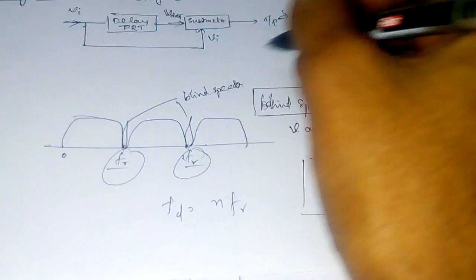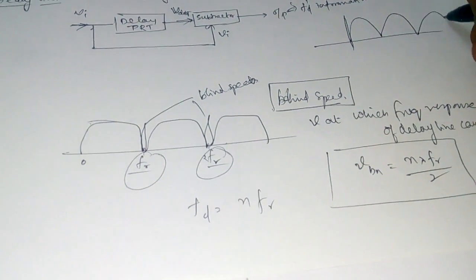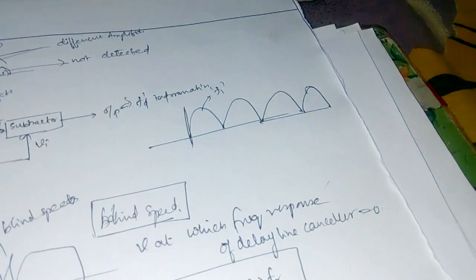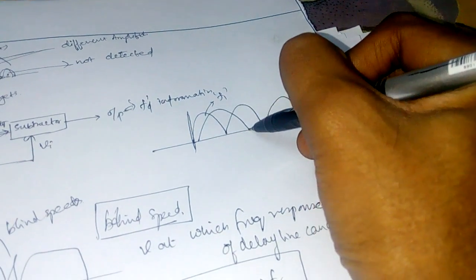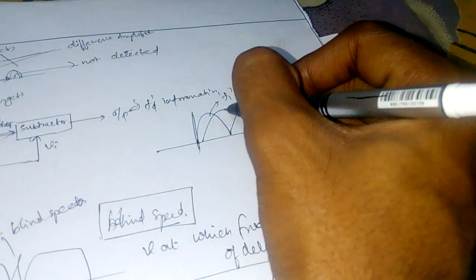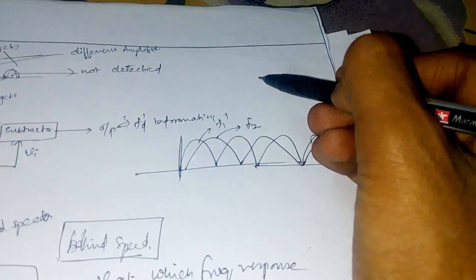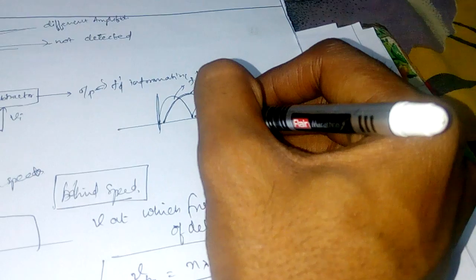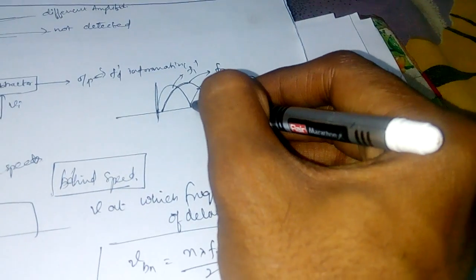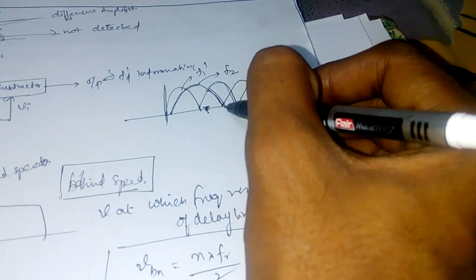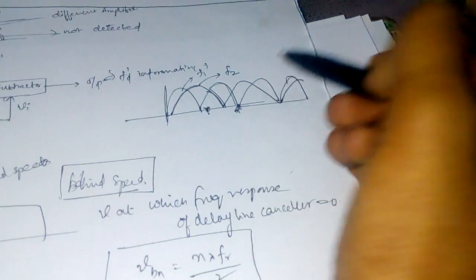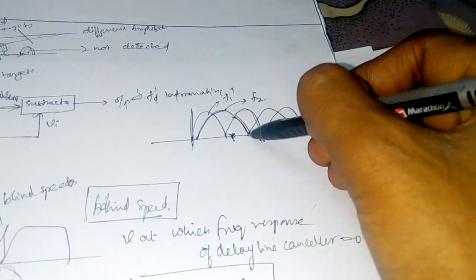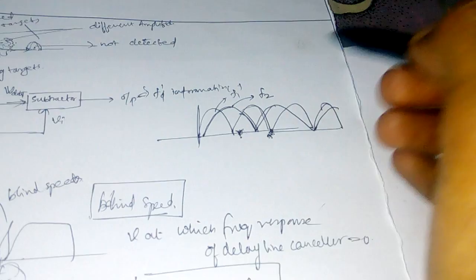Now this is my delay line canceller response, let it be for frequency F1. Now if I draw another delay line canceller, this is for F2. So I introduce multiple frequencies at the same time, so that if I miss any clutter by using the first frequency, then using my second frequency I can clear that clutter. So using staggered PRFs or multiple frequencies, this is the main advantage we get, to eliminate the clutter completely.